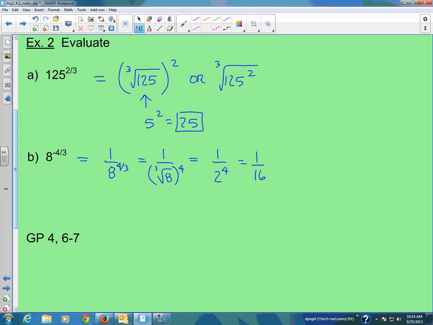Now another way you could have looked at this problem, somebody might have seen it this way. They looked at this, saw a cube root of an 8, and then a power of -4. Well, that means I've got a 2 to the power of -4, and that means make it positive, and I get back to the same place.